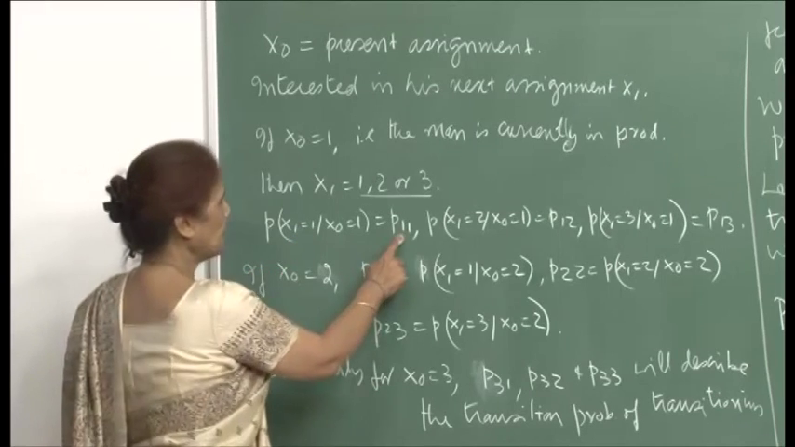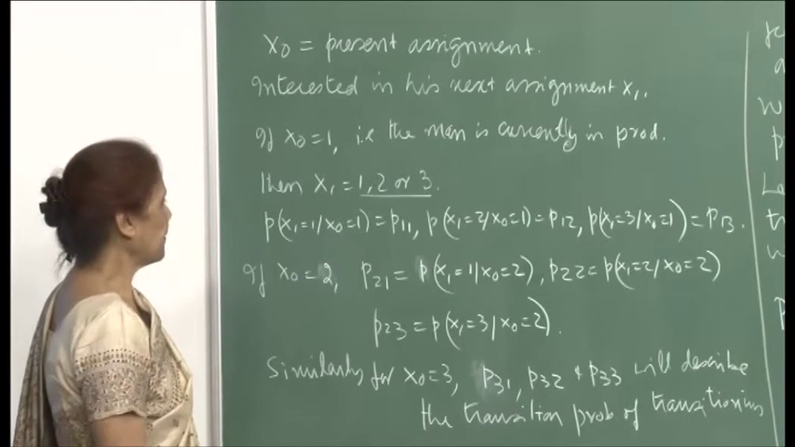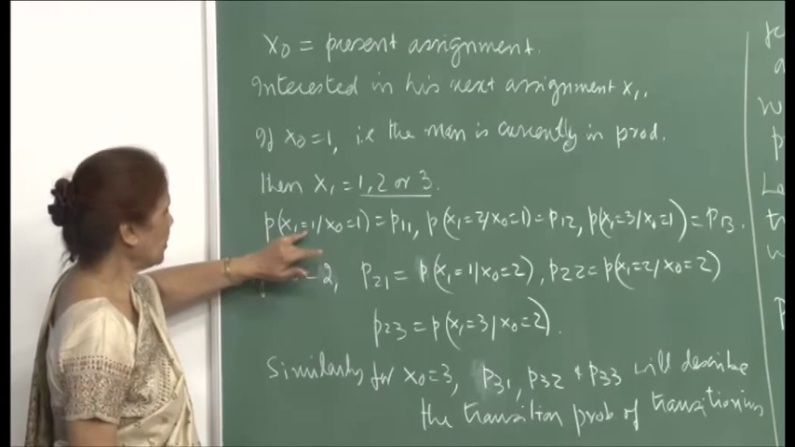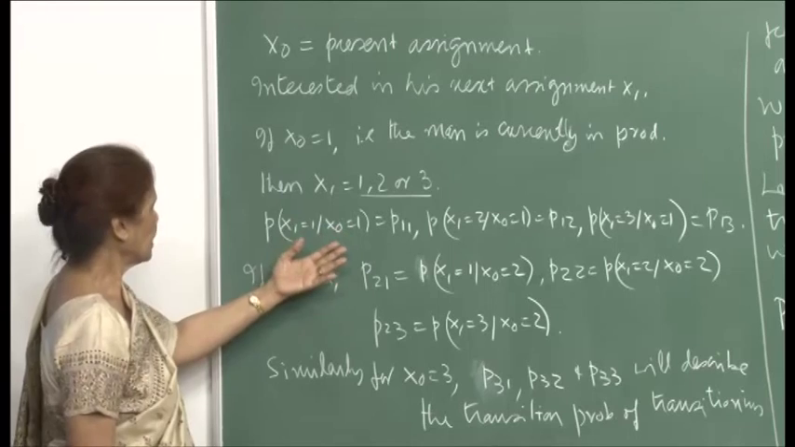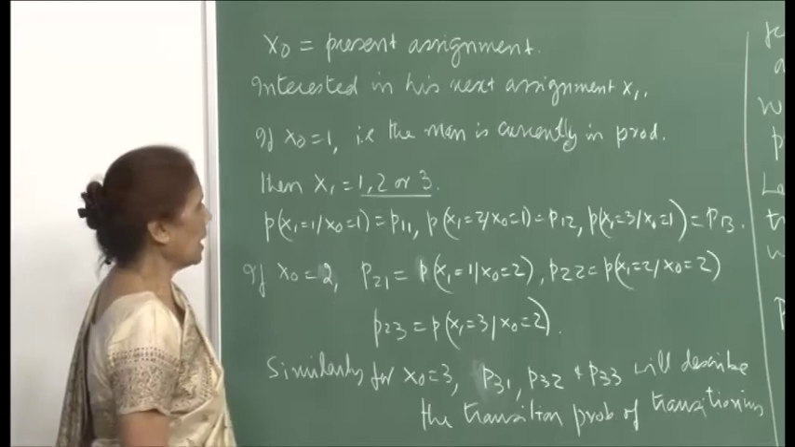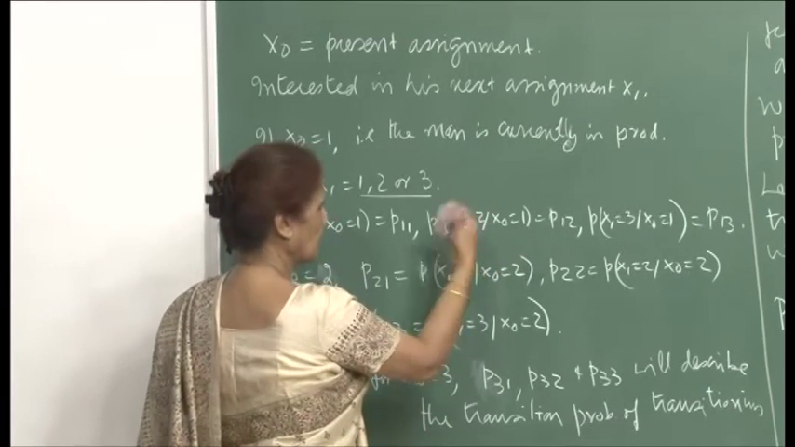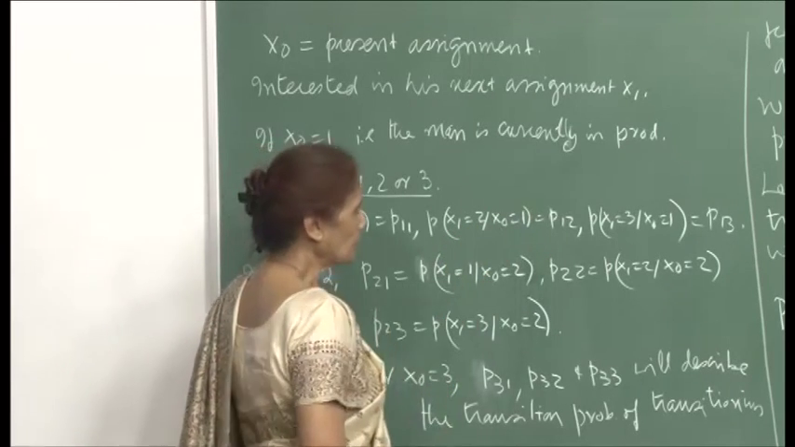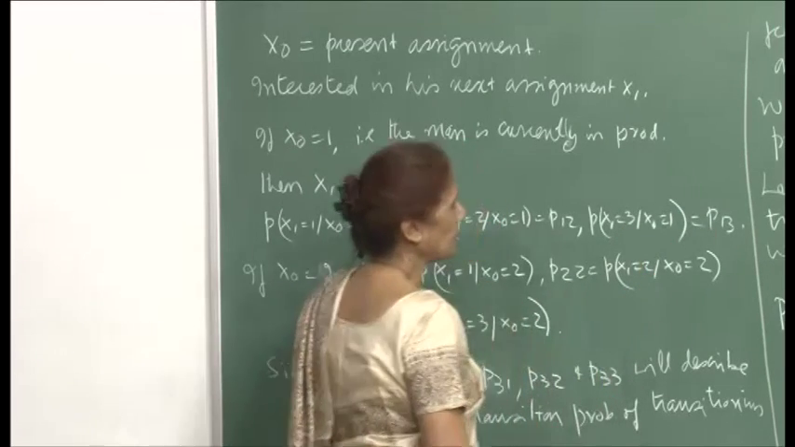So we will call this P11, and as I told you, these are one step transition probabilities, and we are assuming stationarity. So it does not matter whether it is X n plus 1 equal to 1 given X n is 1, or X 1 is 1 given that X naught is 1. So the probability is P11, and similarly you would need to know if X naught is 1, then what is the probability that he will be in HR, right. So that probability is P12, and the probability that he will be in sales is given by P13, right.